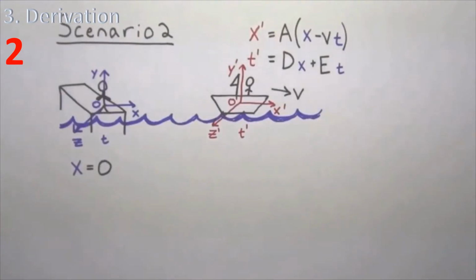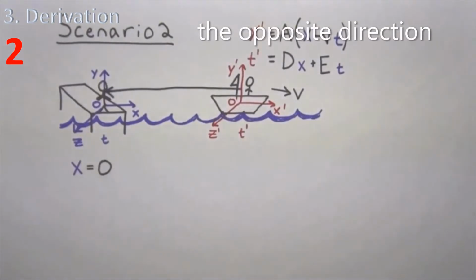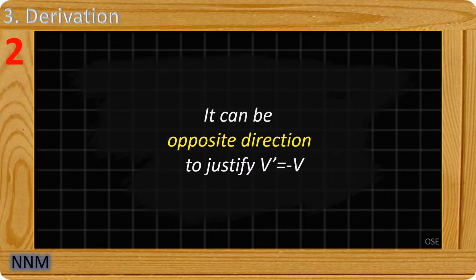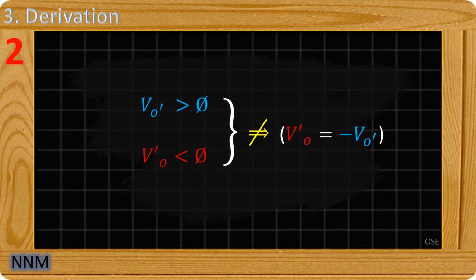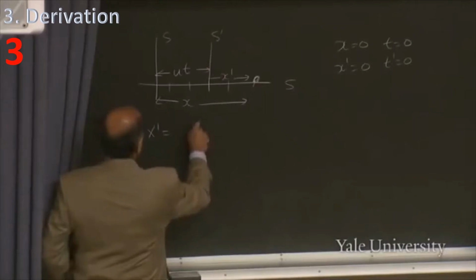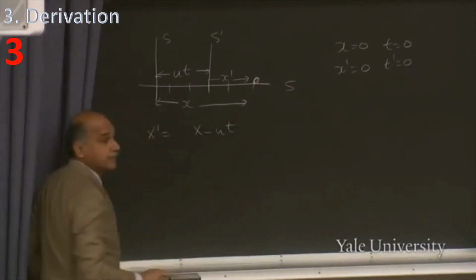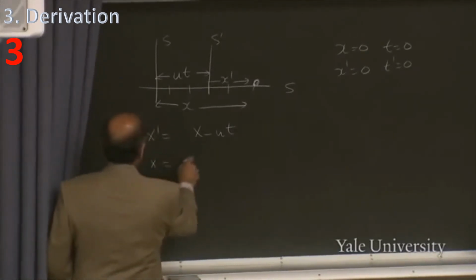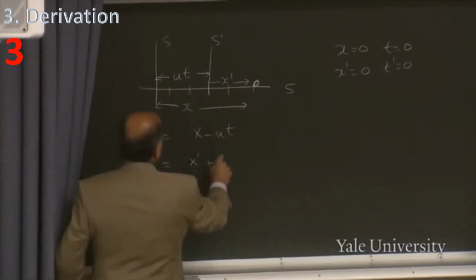However, since the person on the boat, as we saw before, perceives the dock to be moving in the opposite direction with velocity v, he would describe the dock's location at a position minus v t prime. It can be an opposite direction argument to justify that v prime equals minus v. In this case, you can justify that v is positive and v prime is negative. Before Einstein, I would say x prime is x minus vt, and you would say x should be what you think is a coordinate plus vt.